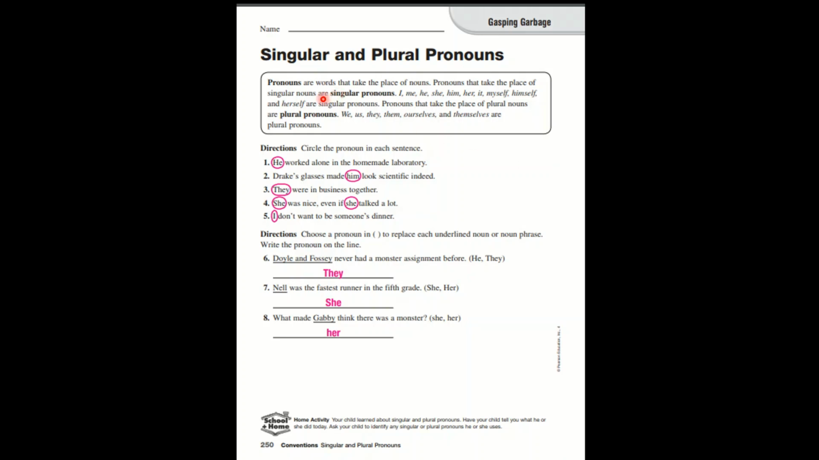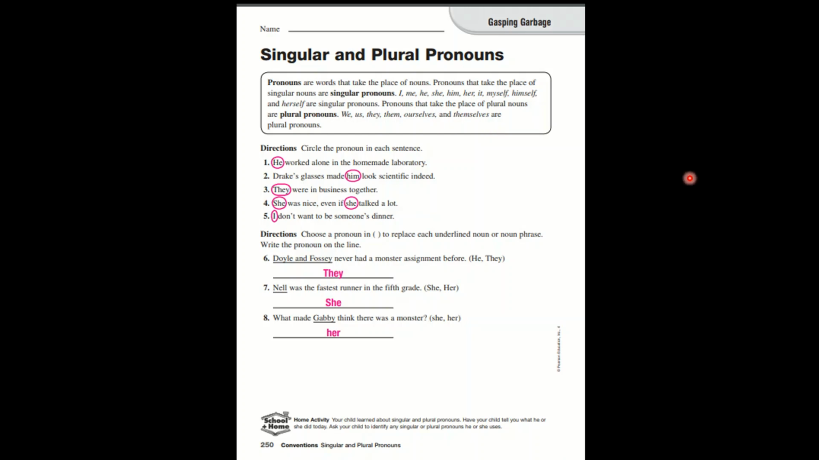Some examples of singular pronouns are I, me, he, she, him, her, it, myself, himself, and herself. Some examples of plural pronouns are we, us, they, them, ourselves, and themselves. These are plurals because they refer to more than one person or thing, right?